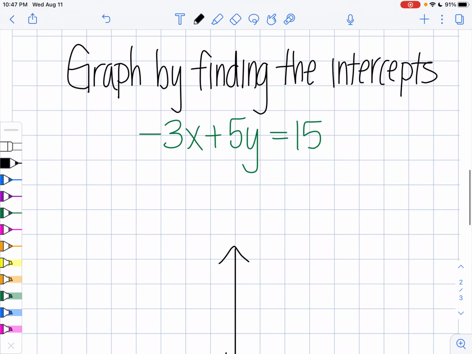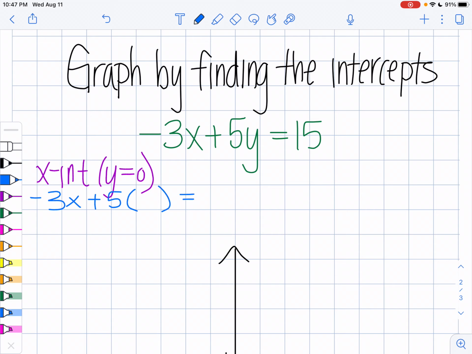So I want to graph by finding the intercepts. So I'm going to find my x-intercept, which occurs at y equals 0. So that means I'm going to take my skeleton of my equation. So I have negative 3x plus 5 times, I'm plugging in 0 for y, equals 15. And I'm going to plug in 0 here. The nice and convenient part about it is 0 times anything is 0. So this just automatically goes away and leaves you with an easy equation. Negative 3x is equal to 15.